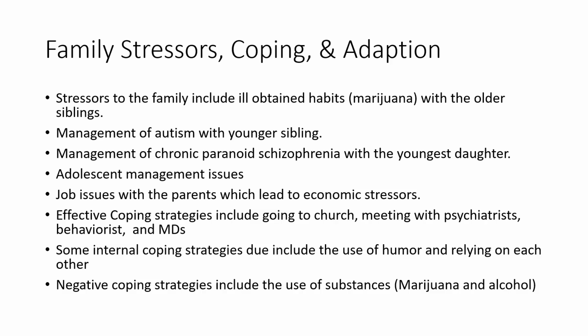Negative coping strategies that are seen include the use of substances, marijuana, and alcohol for things like managing stress and also managing what certain family members believe are physical symptoms, such as Crohn's disease.